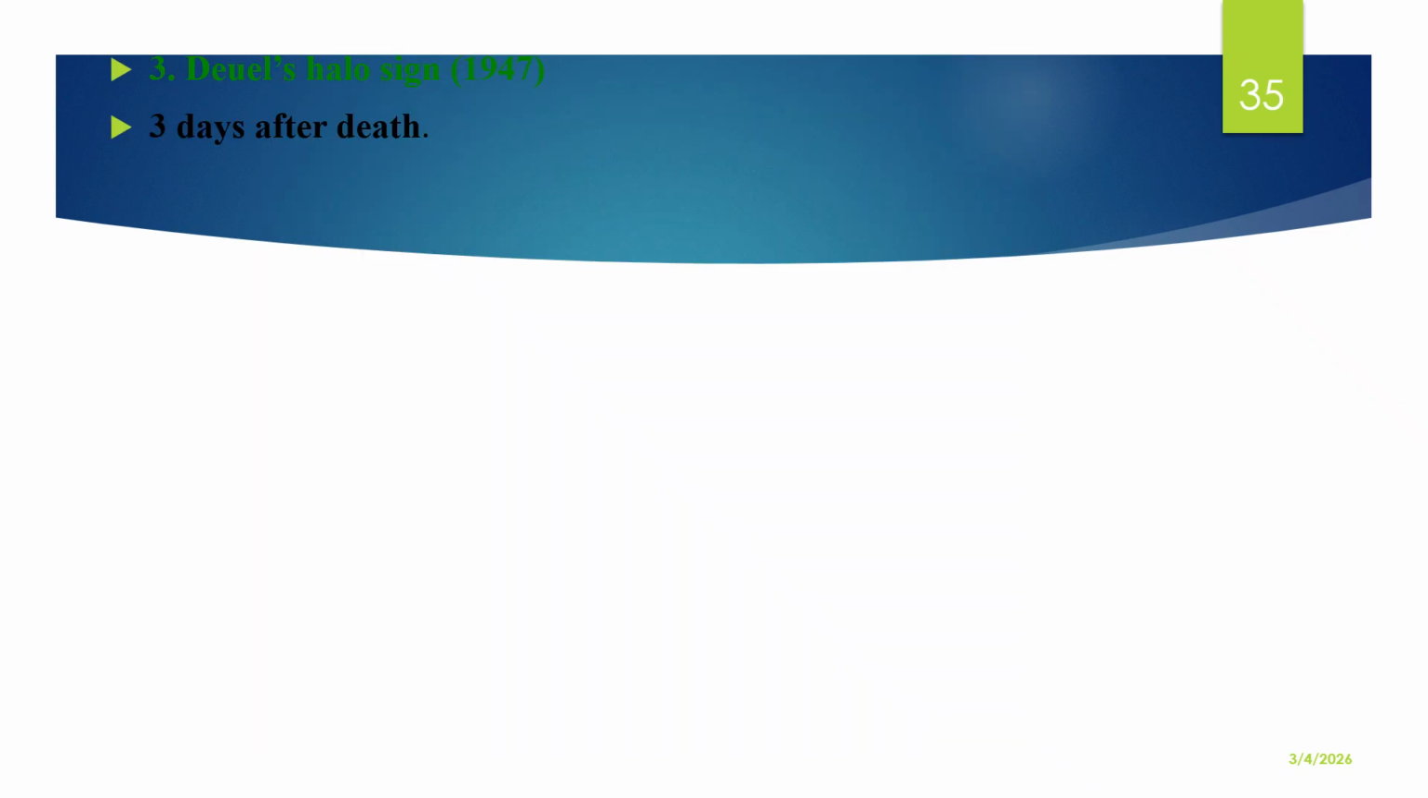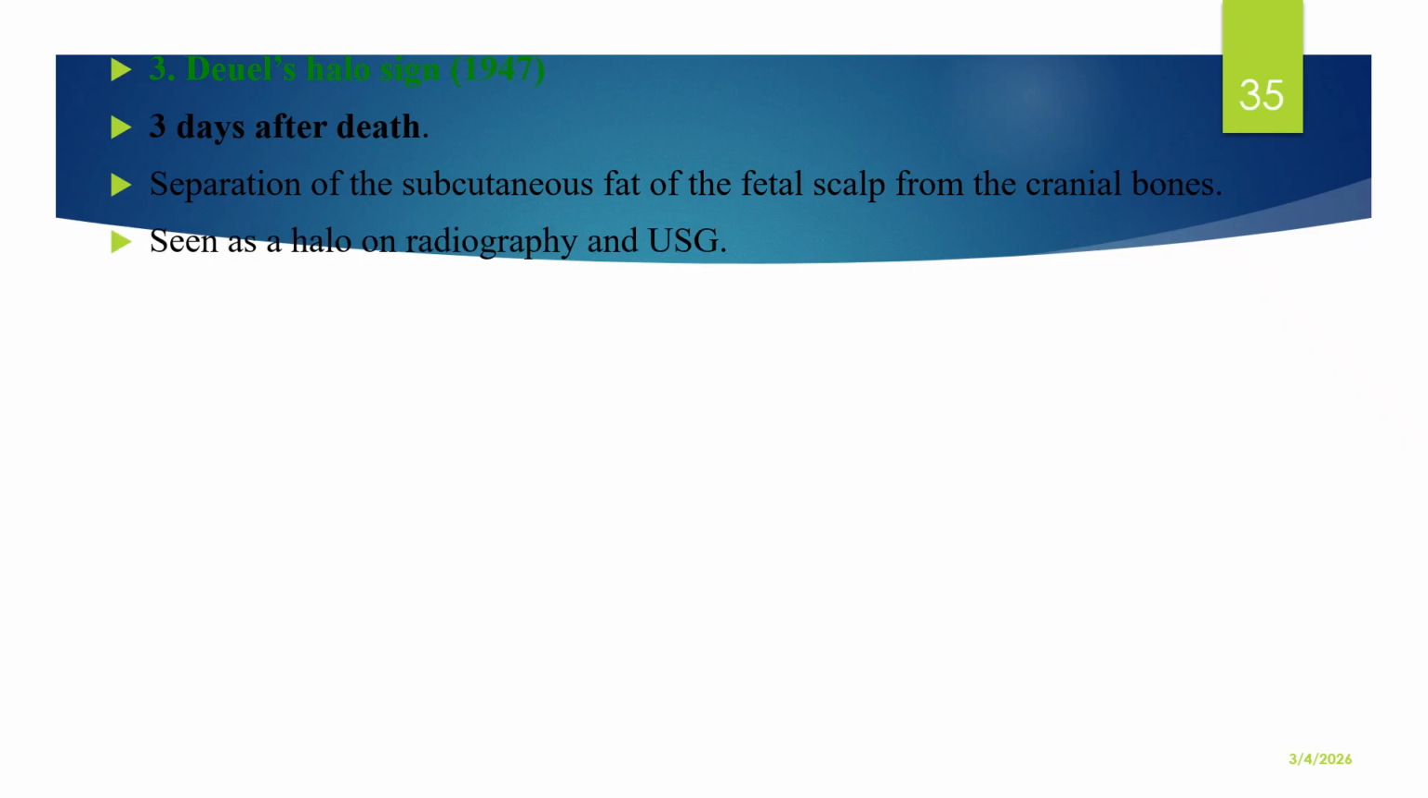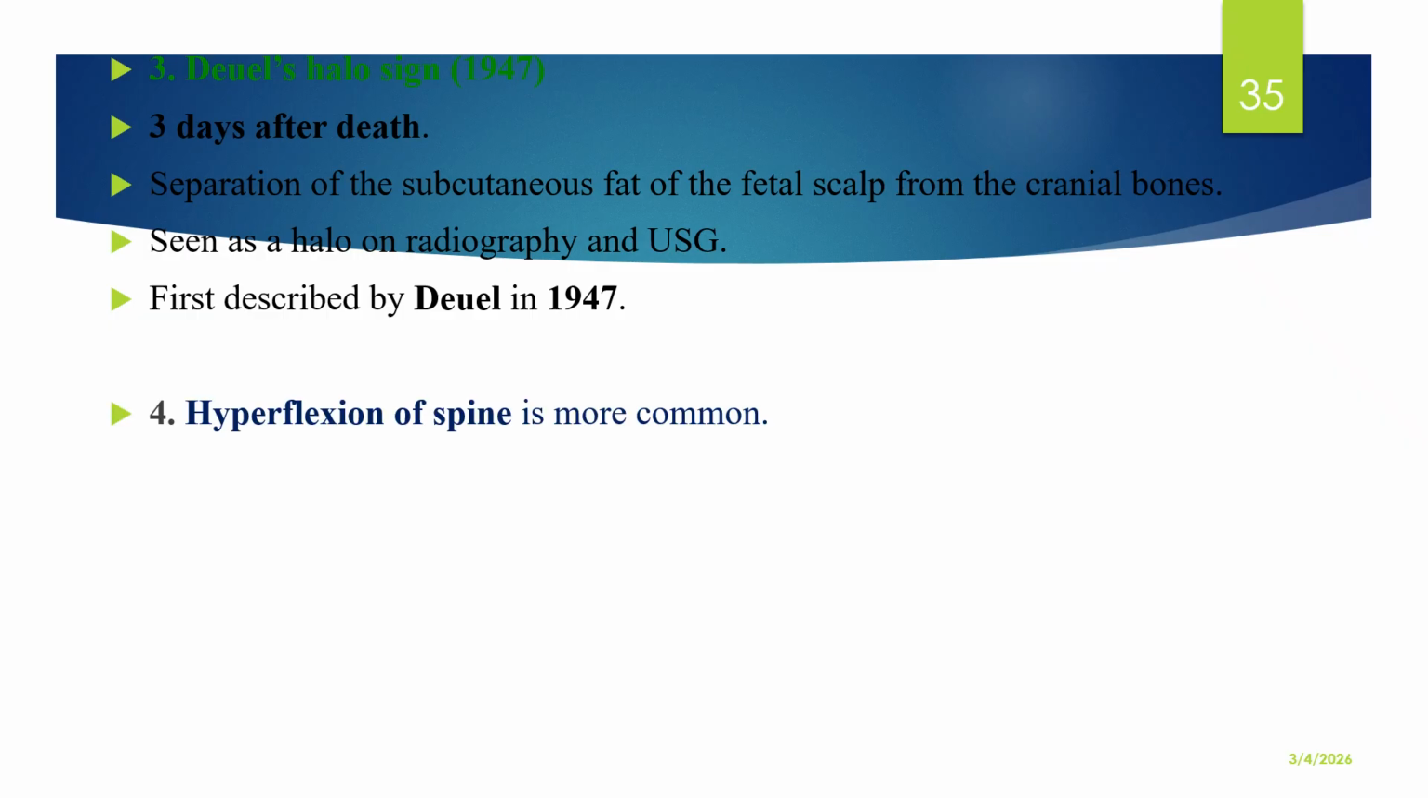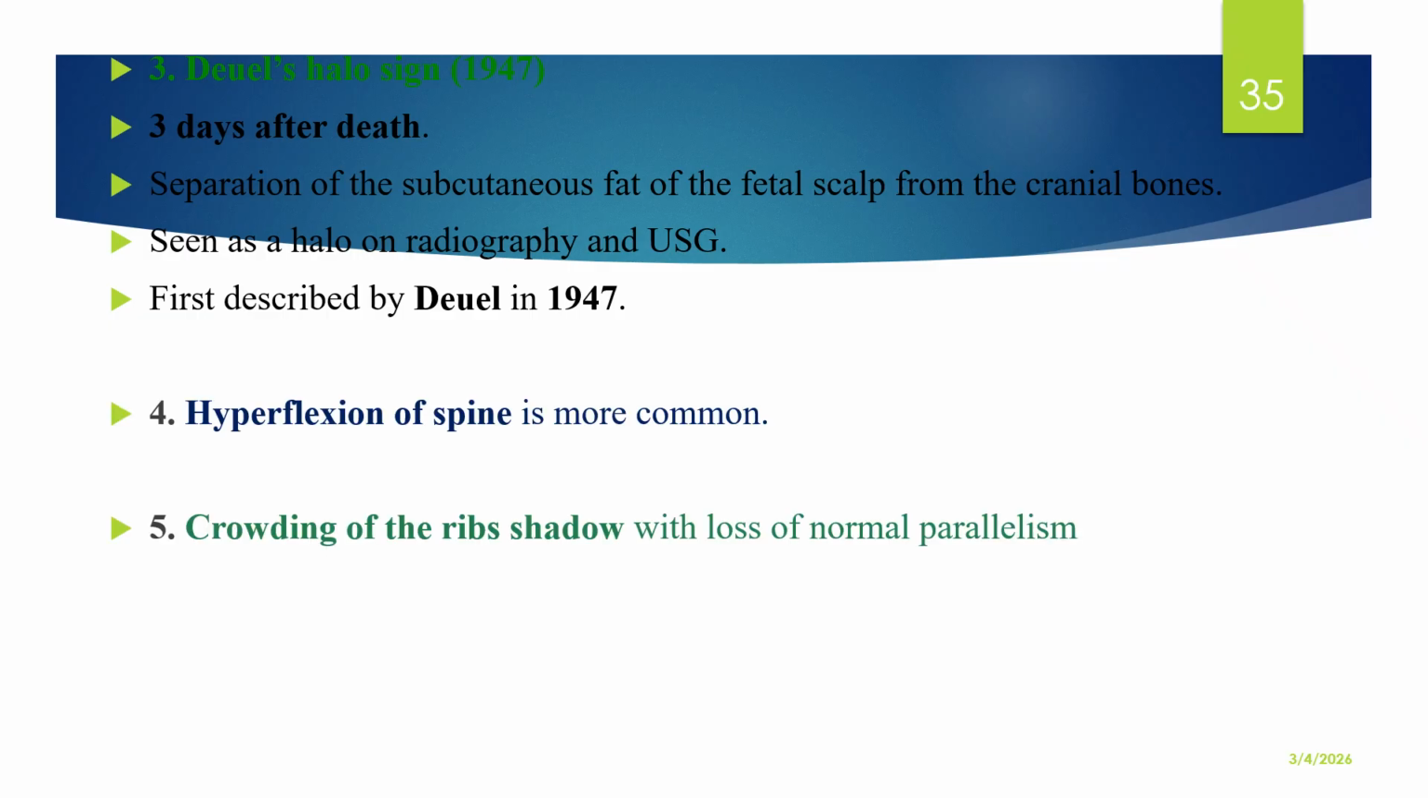Now we have the halo sign, which is seen 3 days after death. It is the separation of the subcutaneous fat of the fetal skull from the cranial bones, seen as a halo on radiography and ultrasound. It was first described by Deuel in 1947. Another sign is hyperflexion of the spine, which is more common. Crowding of the ribs shows rib shadows with loss of normal parallelism.